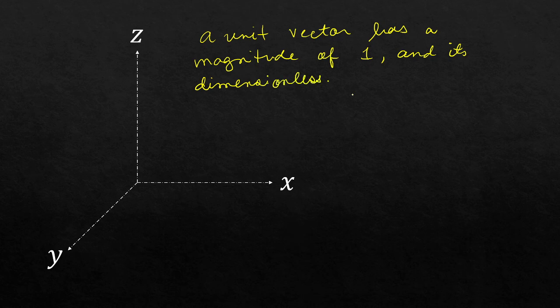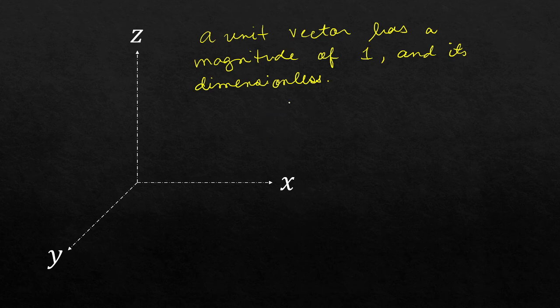So what is the purpose of a unit vector? The sole purpose of the unit vector is to describe a direction in space. Usually we write a unit vector with a caret, or what we say, a hat symbol. Okay, a hat symbol.